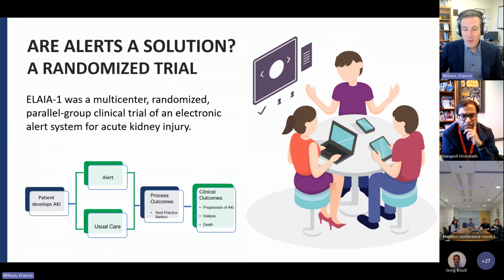We looked at a variety of process outcomes. This will be a recurring theme in these studies, where we look at things that people do in response to an alert, like ordering that urinalysis, but more importantly, clinical outcomes, including progression of AKI, dialysis, and death, which is a composite outcome we've used in several of these studies.